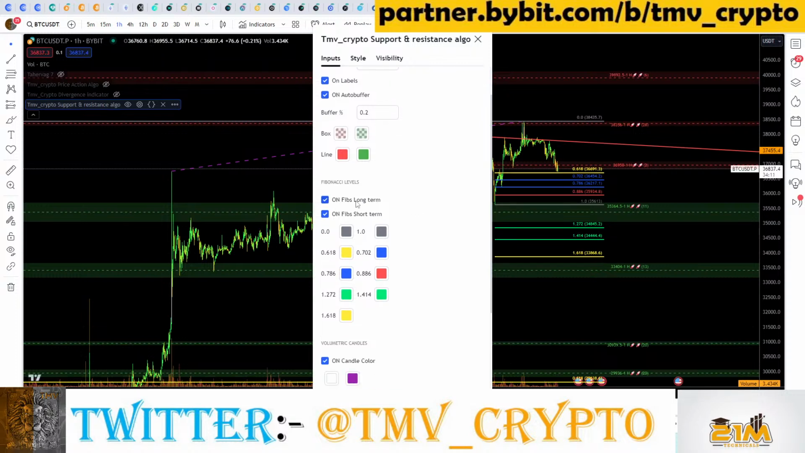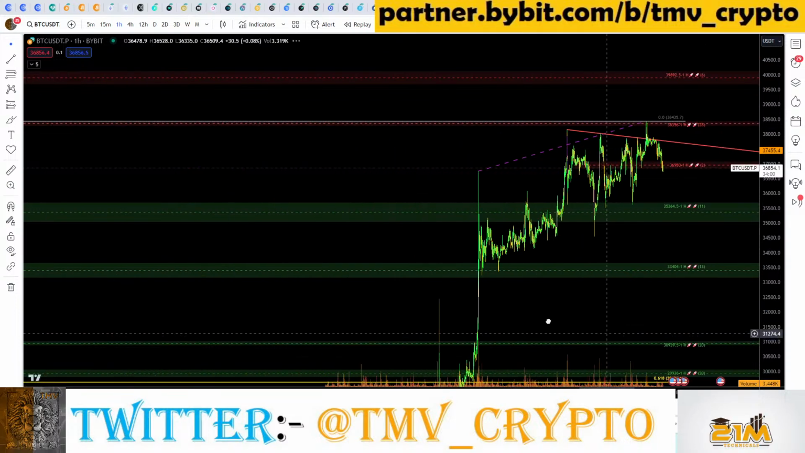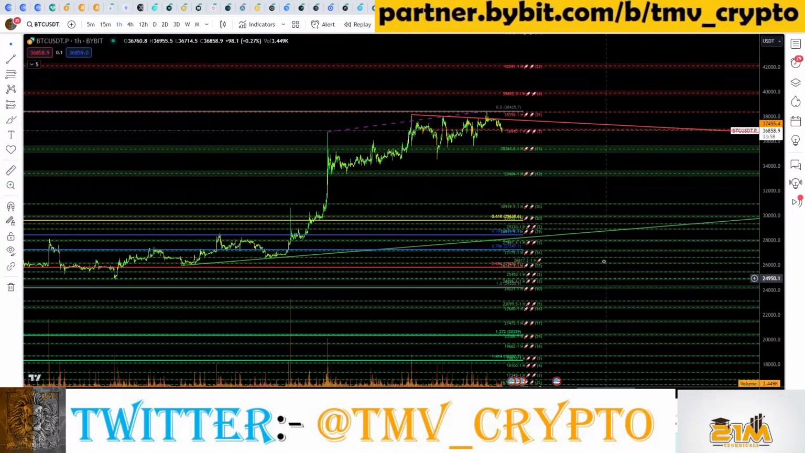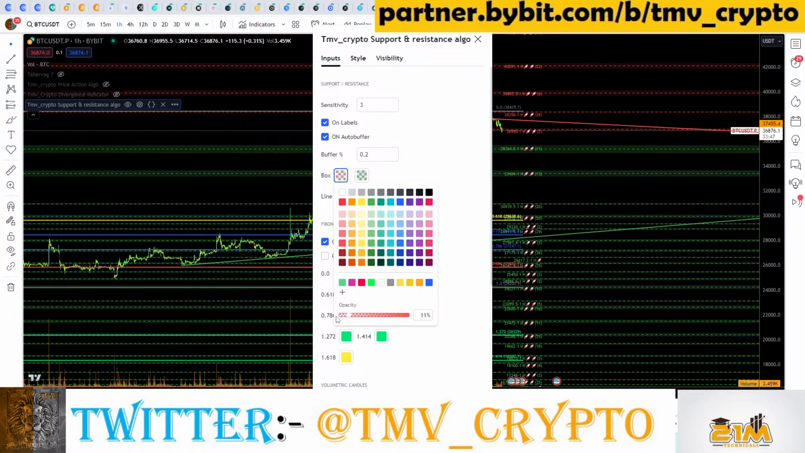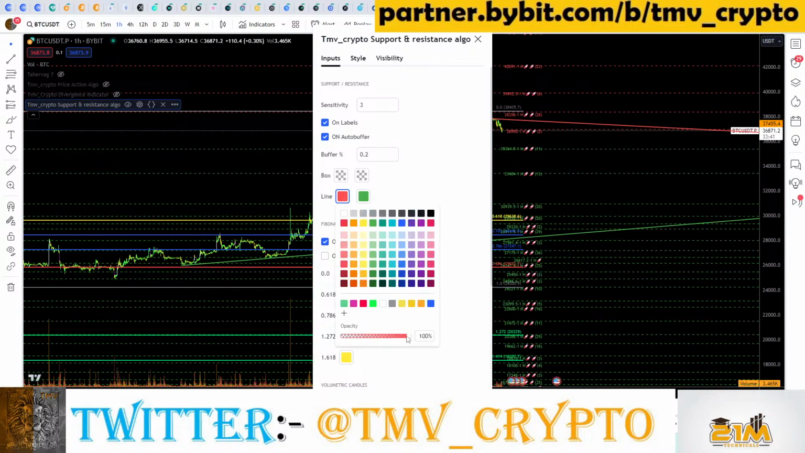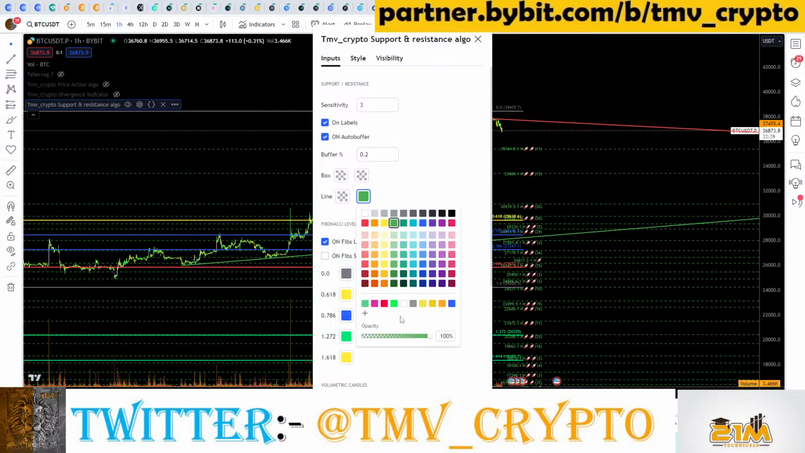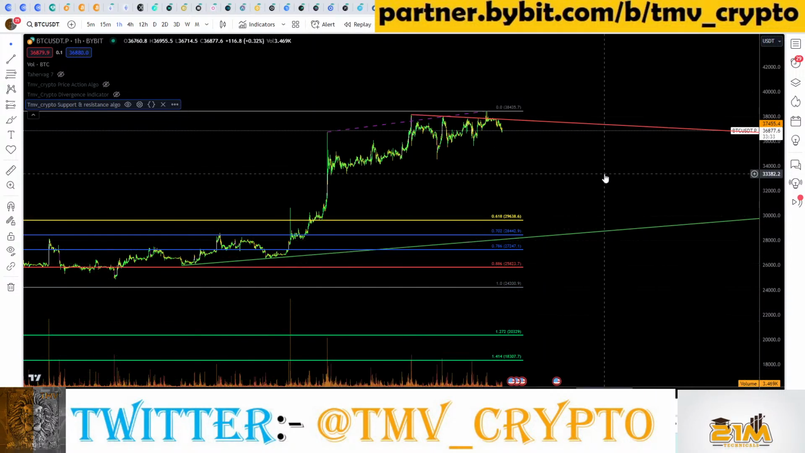Now the next level is Fibonacci. We have two types of fibs, guys: long-term fibs and short-term fibs. If I first talk about the long-term fibs on a chart, they try to get a trend basically. Let's say I want to remove the support and resistance, so I'm just going to remove it. Okay, I have removed the support and resistance.